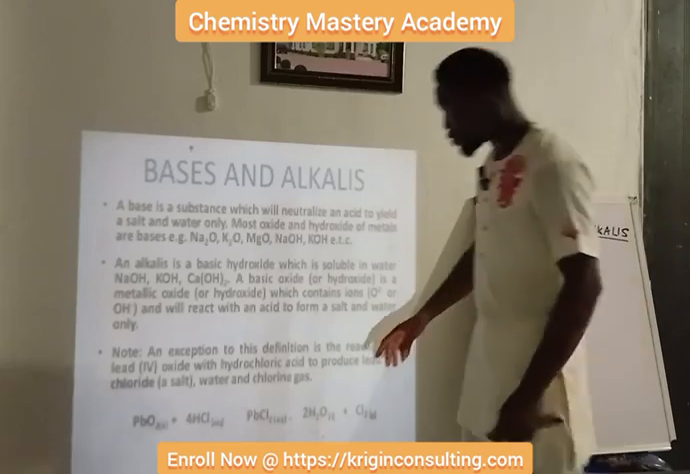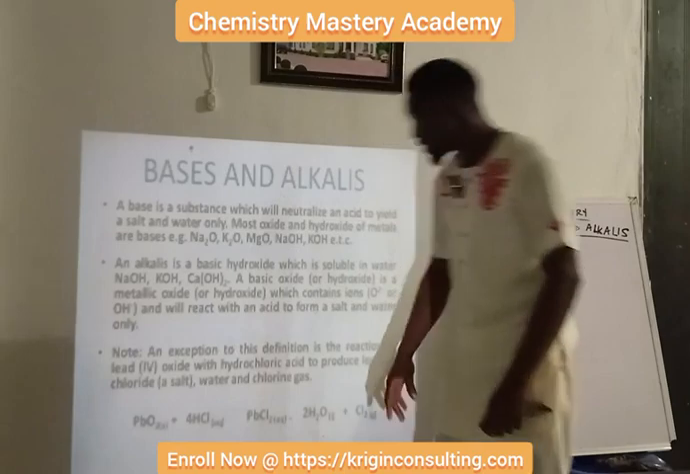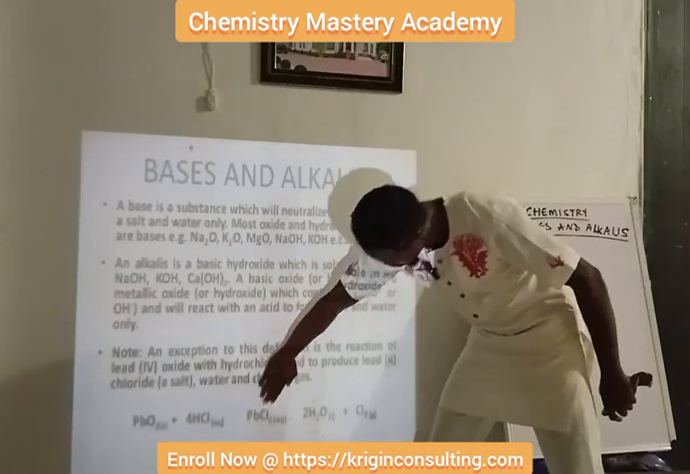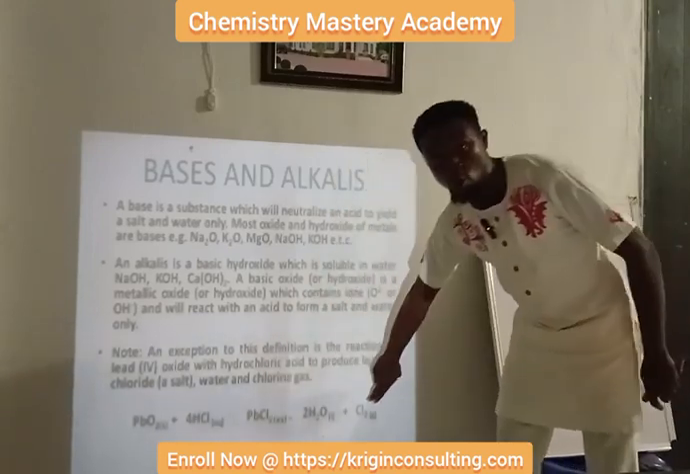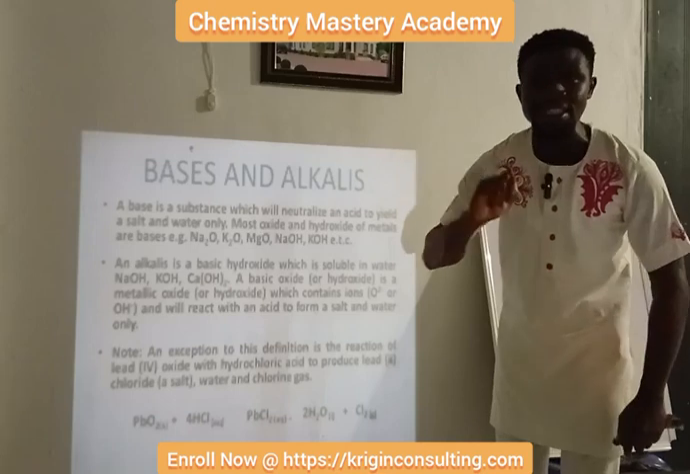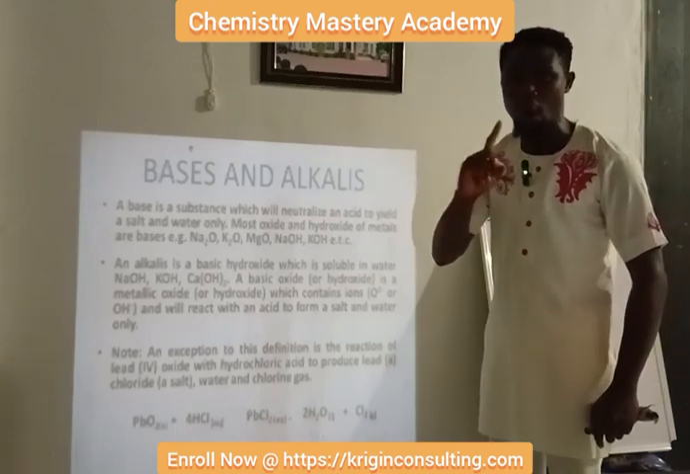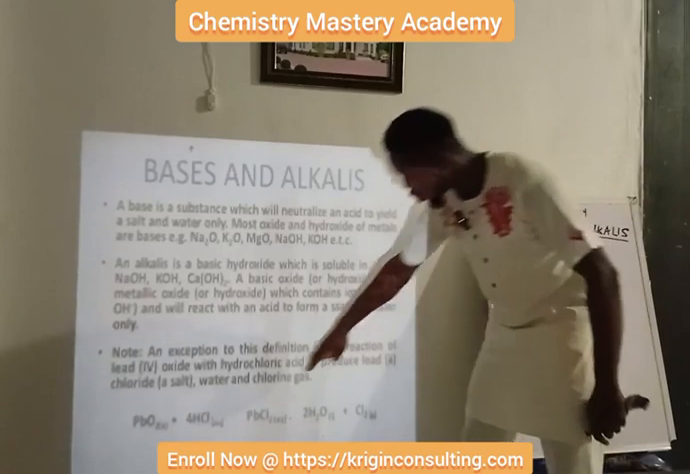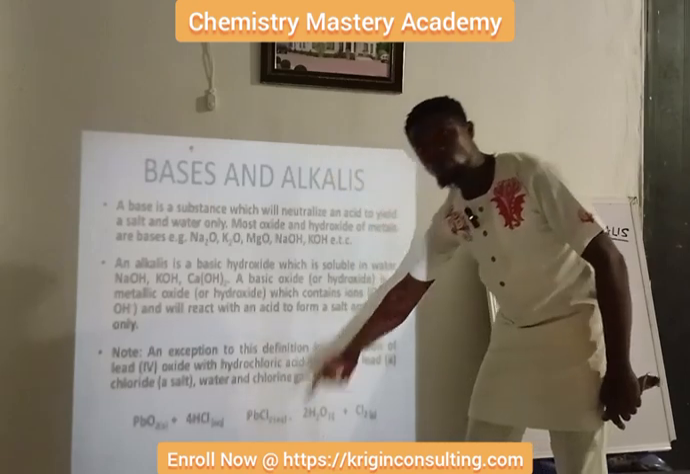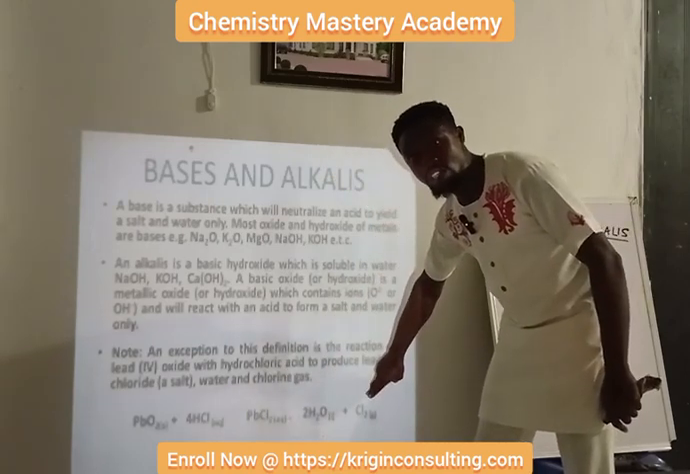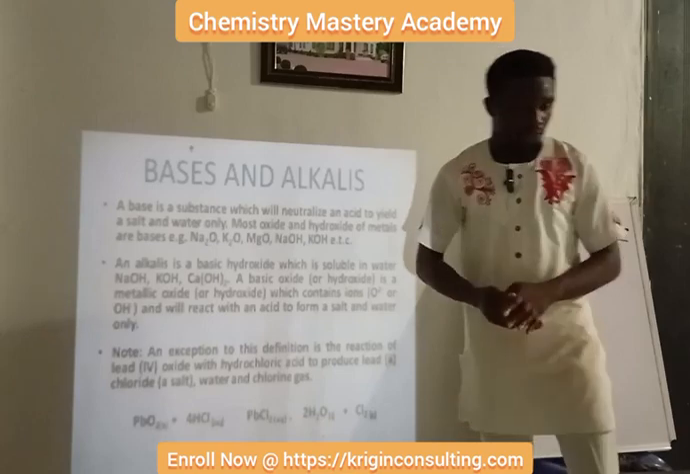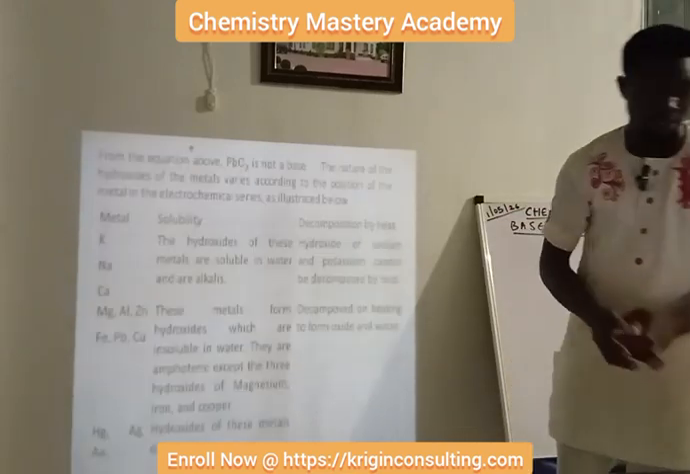For example, we have lead 4 oxide. Now, when lead 4 oxide reacts with an acid, as you can see here, we have salt, we have water, and we have what? Chlorine gas. So this lead 4 oxide is not a base. Why? Because it does not produce salt and water only. It produces salt, it produces water, and it also produces another substance called chlorine gas. That's why lead 4 oxide is not a base. Is that clear? So having said that, let's move further.